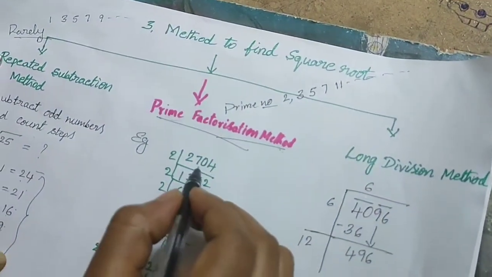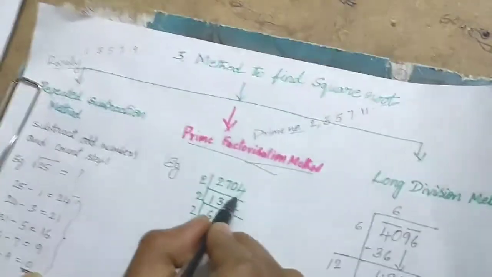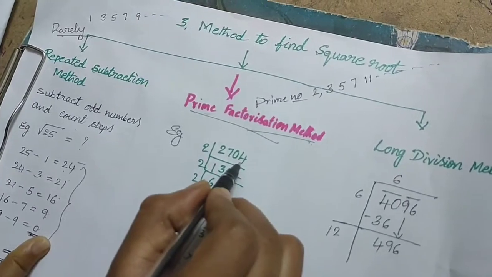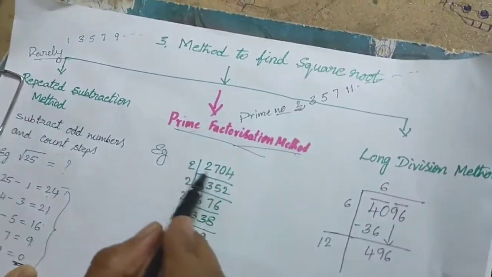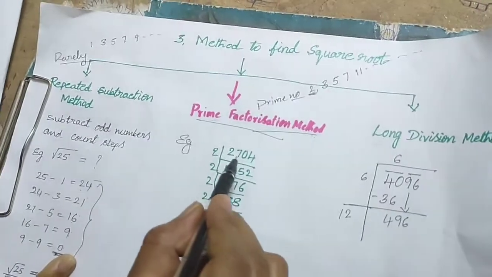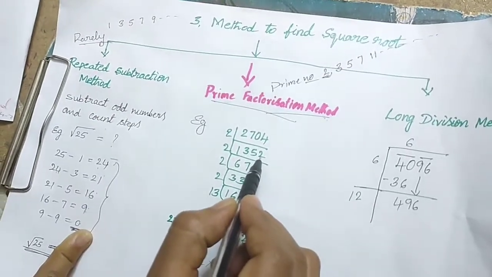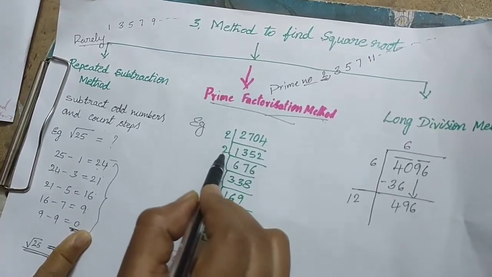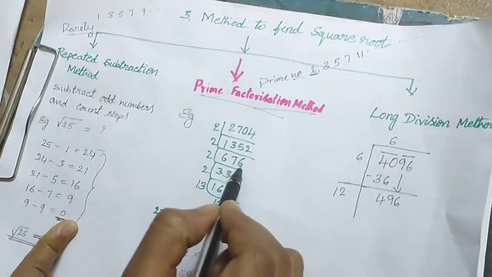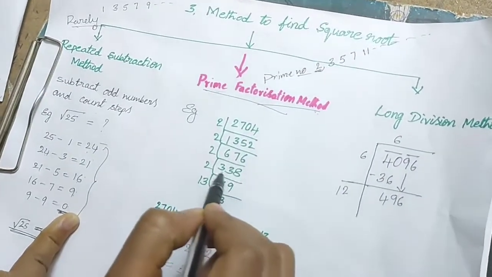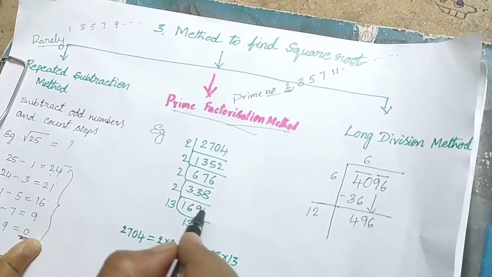You select a prime number to divide this 2704. How to select? You can see the unit digit. The unit digit is 4. That's why I select the prime number 2. Now we divide 2704 by 2. We get 1352. Next, once again, the unit digit is 2, you can divide by 2. We get 676. Here the unit digit is 6. Once again, divide by 2. You get 338. And divide by 2. We get 169.